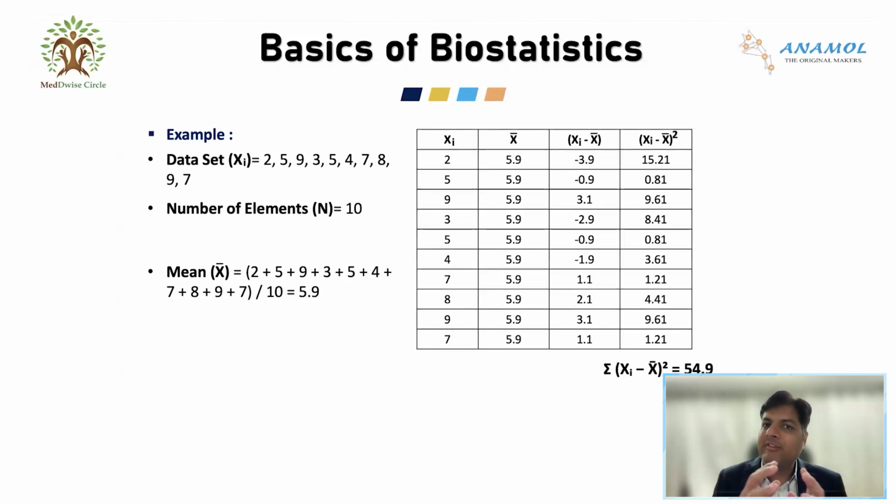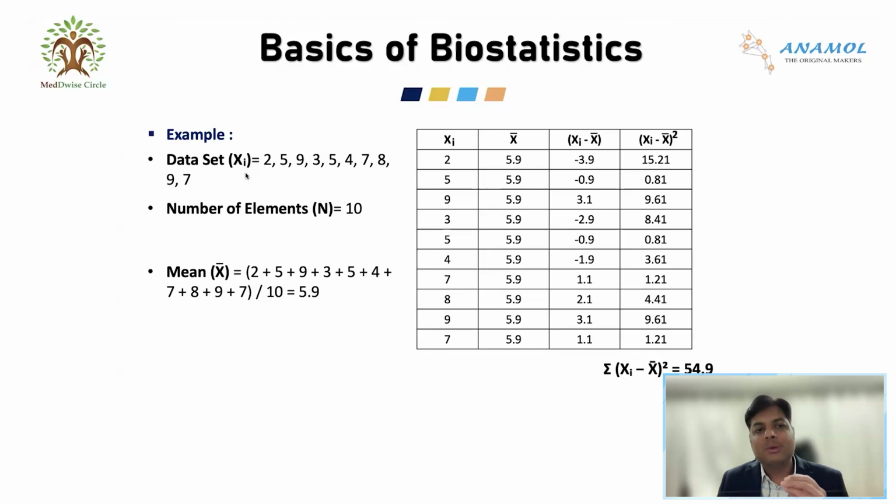Now we will use the previous example of understanding mean. Here there are 10 students. Each student has scored some marks. The first student has scored 2 out of 10. The second student has scored 5 out of 10. The third student has scored 9 out of 10. And so on and so forth. So like this, there are 10 students and the marks of each student are mentioned over here.